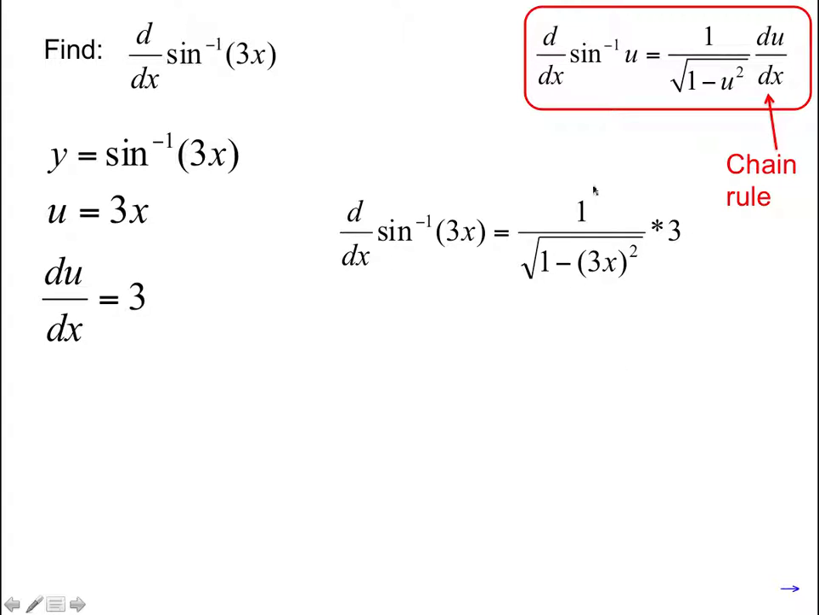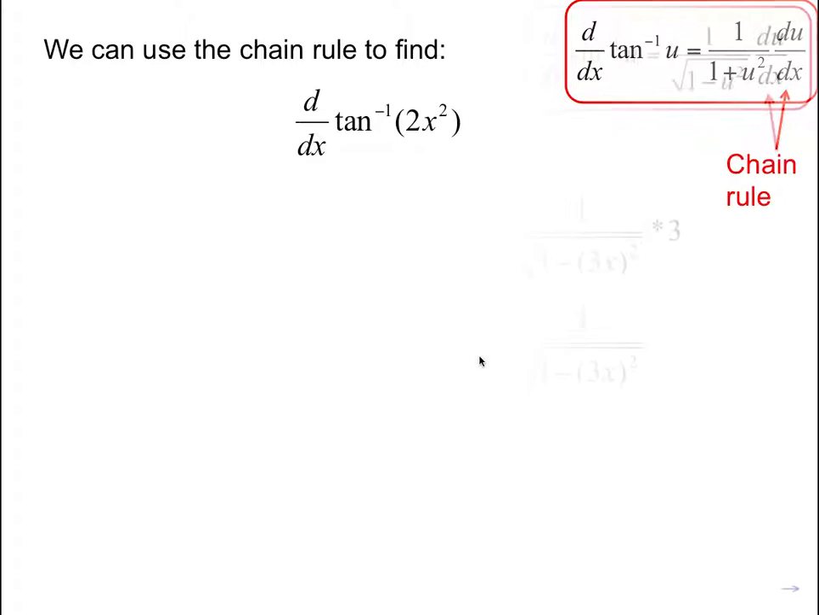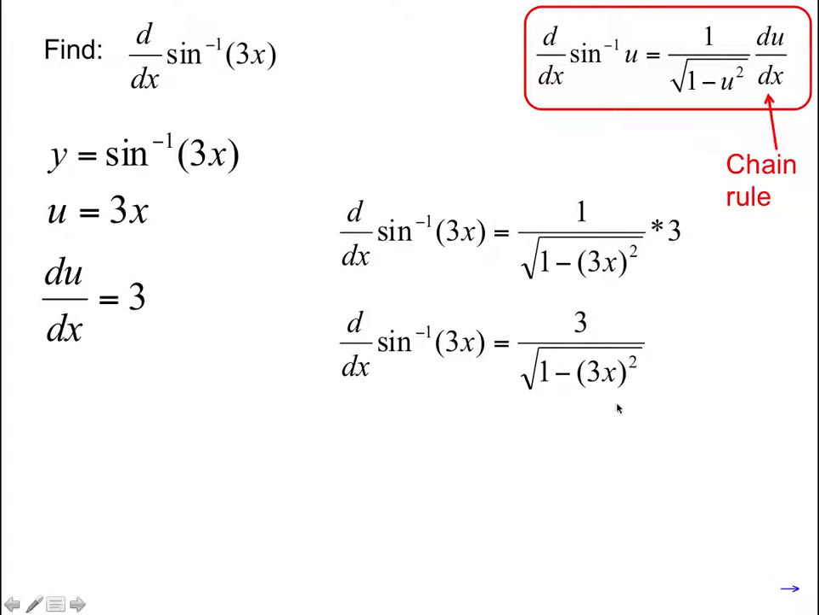So our derivative then is this. It's 3 over the square root of 1 minus (3x) squared, or you might see this bottom part without brackets as 9x squared. So you may or may not see the brackets around that.